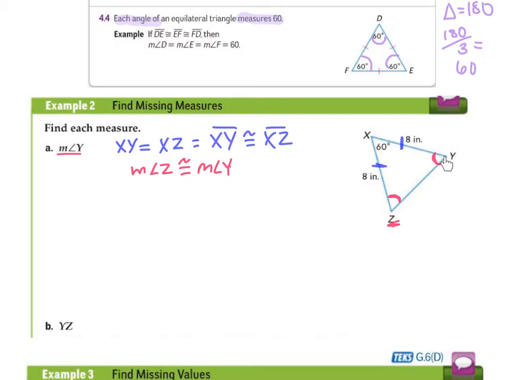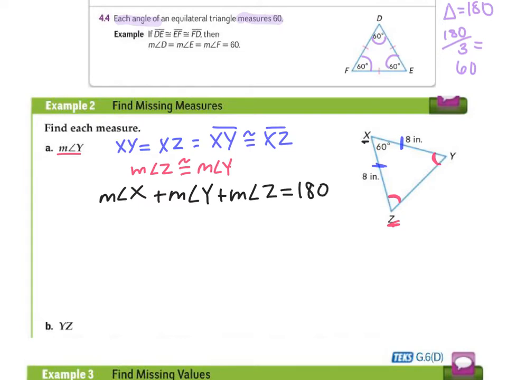And how am I going to do that? Well, thinking about triangles again, a whole triangle is 180 degrees. So if I add these two congruent angles plus my known measurement of 60, I should be able to figure out what's missing. So I'm going to write that down as such. I will say the measure of angle X, this one right here, plus the measure of angle Y plus the measure of angle Z has to equal 180 degrees.